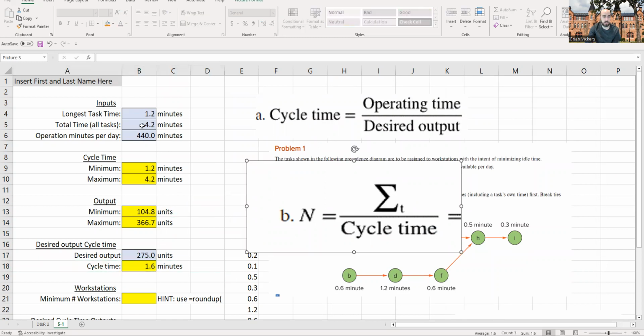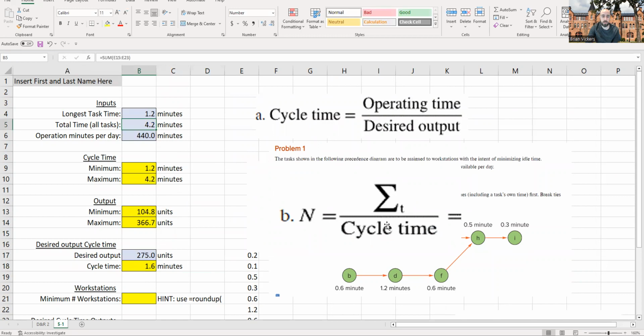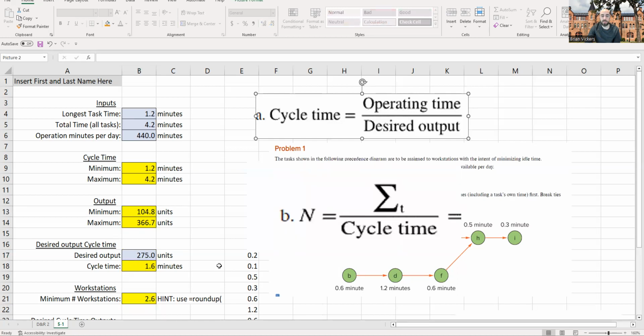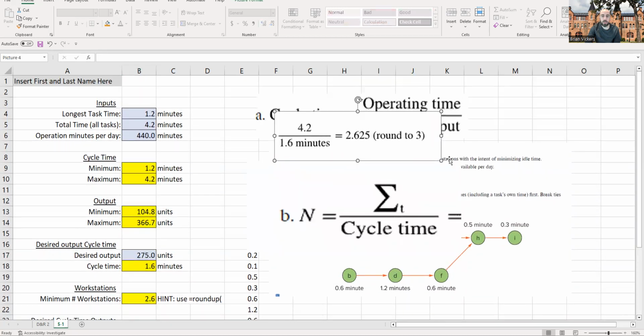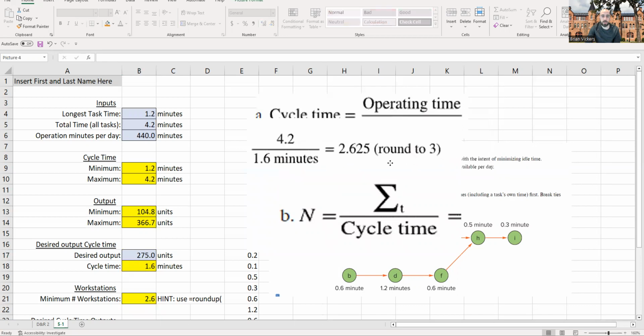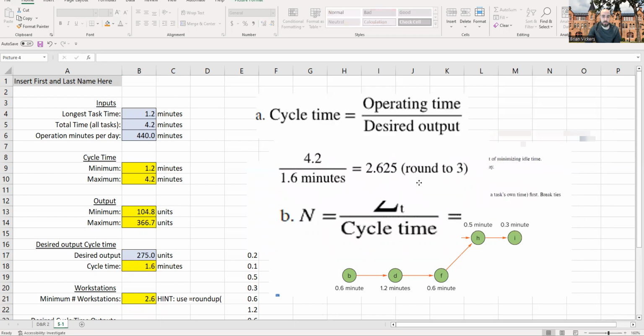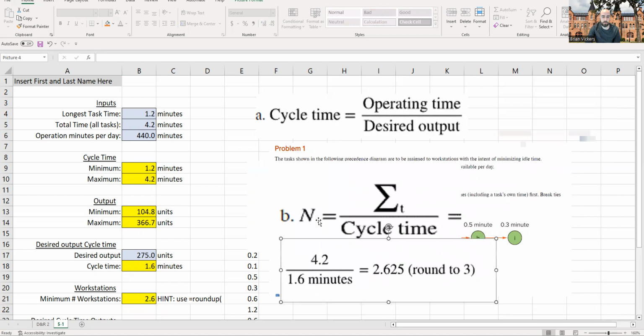So the sum of all task times is 4.2 minutes. We're going to divide 4.2 by 1.6. So that equals 4.2 divided by 1.6. We get 2.6, and it's actually like 2.625. So this is what we get as our answer to this part B here. Sum of all task times divided by cycle time, we get 2.6.